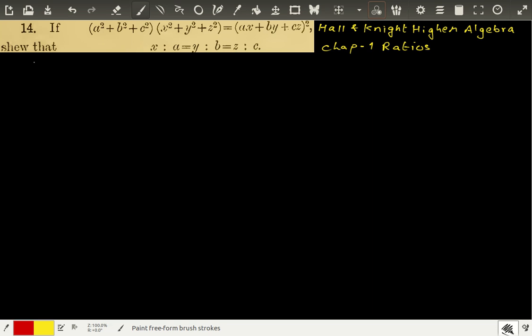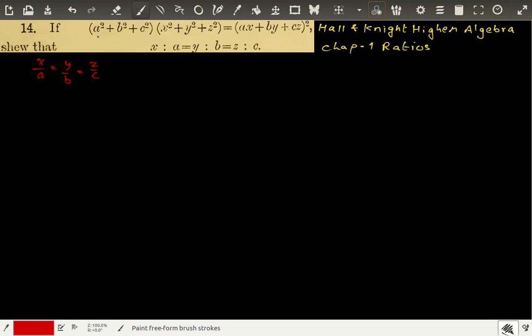So what we have to prove essentially is x/a = y/b = z/c. This is what we have to prove. x is to a is equal to y is to b is equal to z is to c. Okay. So for solving this problem, let us first consider the left hand side.